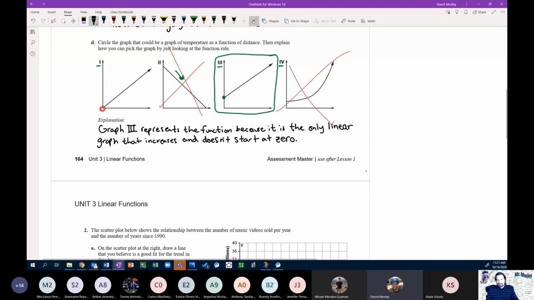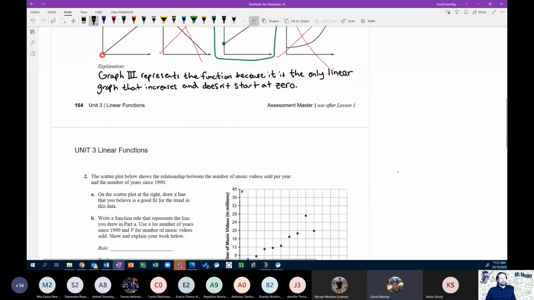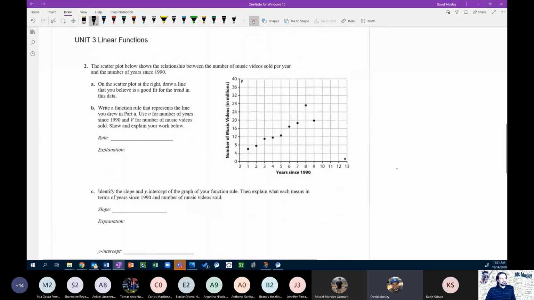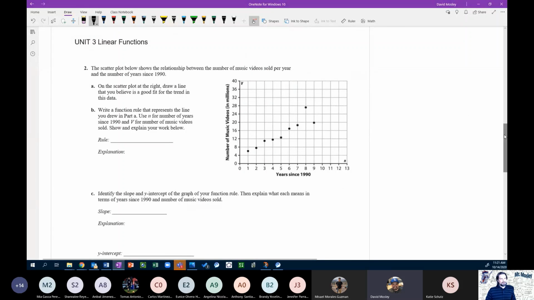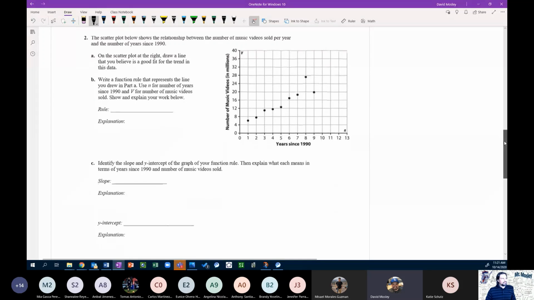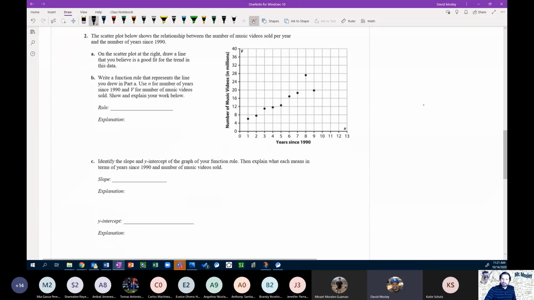So the next problem we're going to look at is different. It's not the same as the other problems we've seen. Okay? All right. So this problem, we're using a scatter plot, which means that we've plotted points over here that they're not exactly in a line. They're scattered.